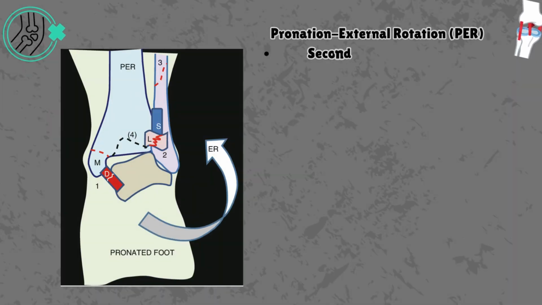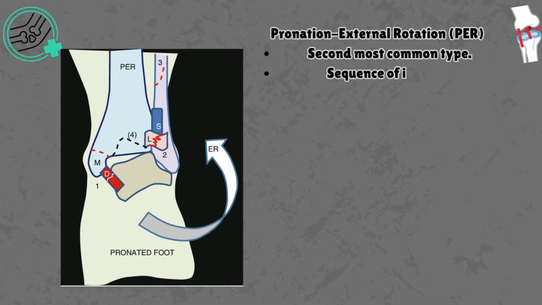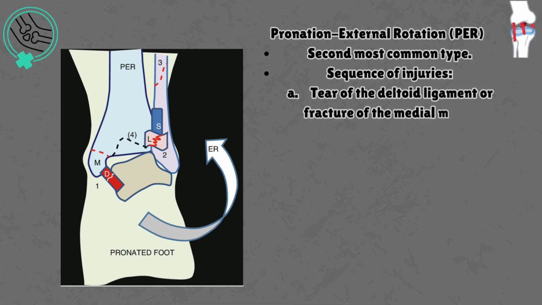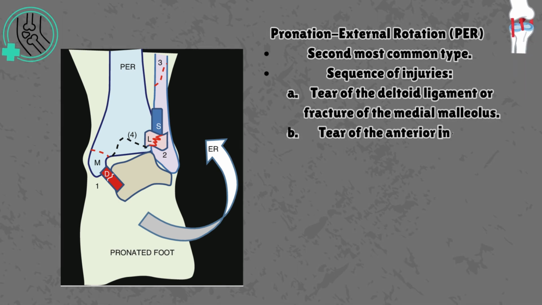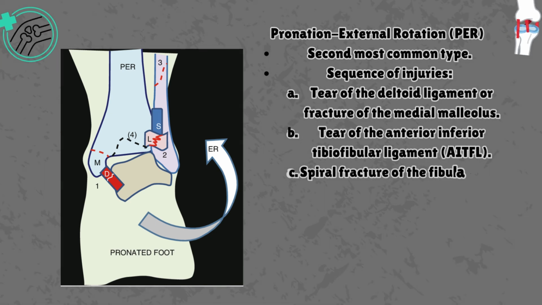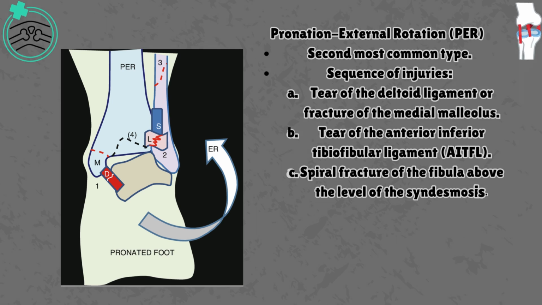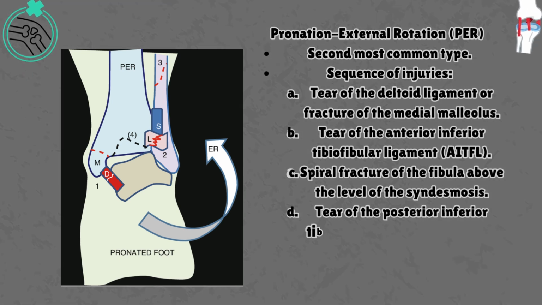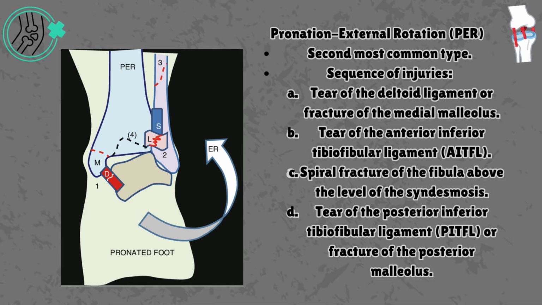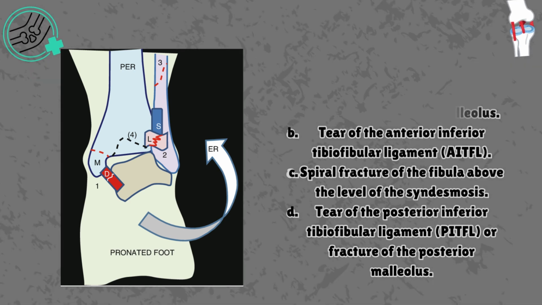3. Pronation external rotation. Second most common type. Sequence of injuries: tear of the deltoid ligament or fracture of the medial malleolus; tear of the anterior inferior tibiofibular ligament; spiral fracture of the fibula above the level of the syndesmosis; tear of the posterior inferior tibiofibular ligament or fracture of the posterior malleolus.